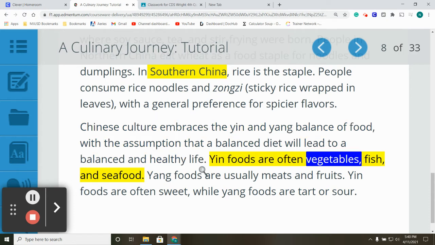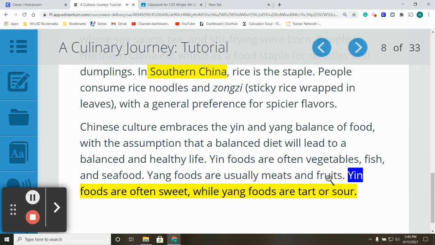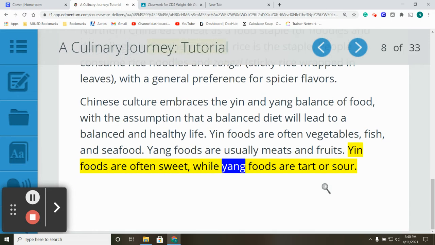Yin foods are often vegetables, fish, and seafood. Yang foods are usually meats and fruits. Yin foods are often sweet, while yang foods are tart or sour.